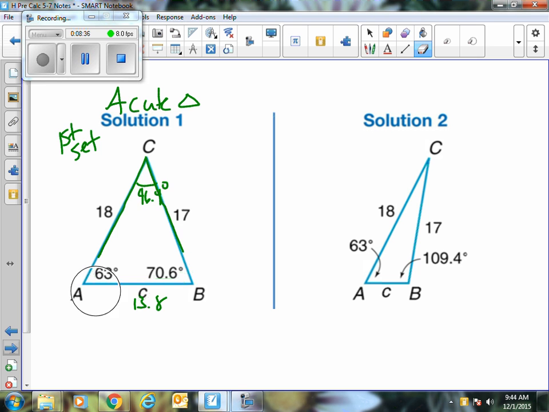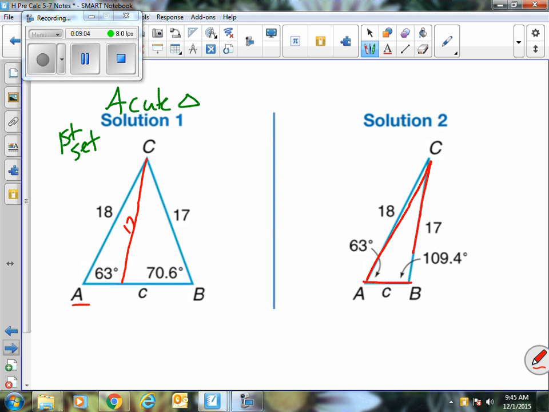Now, here's the what if. I'm going to go ahead and get rid of this on the picture. You can leave it on yours if you want. Instead of drawing the 17 going away from vertex A over here, what if I had drawn that 17 coming back towards vertex A instead? So the triangle that I would get would be the one drawn over here, solution 2. I can do that because the 17 is shorter than this 18. It's going to be able to fit. It wouldn't cross over. It still makes a triangle.